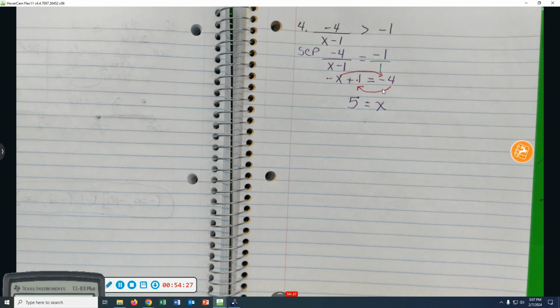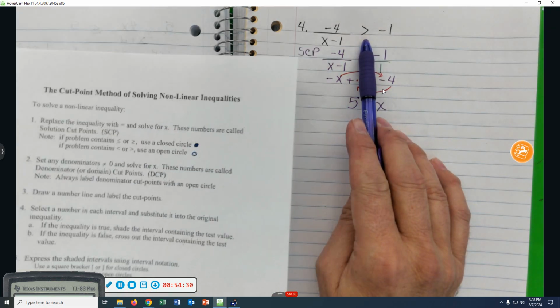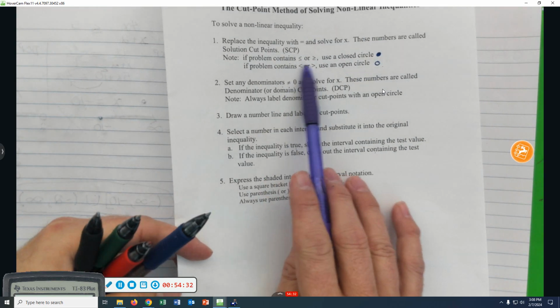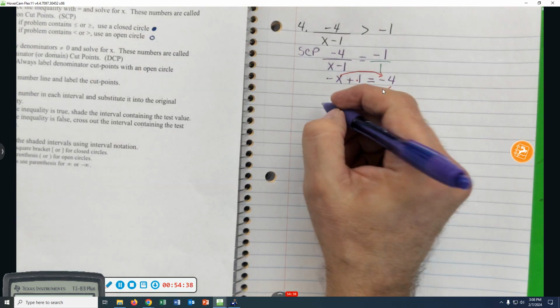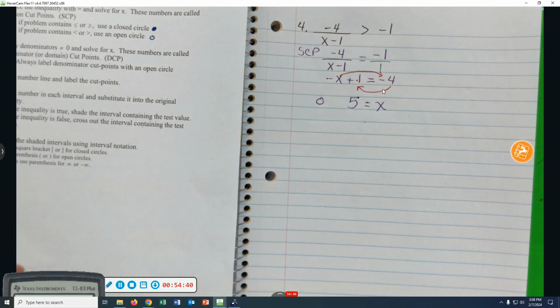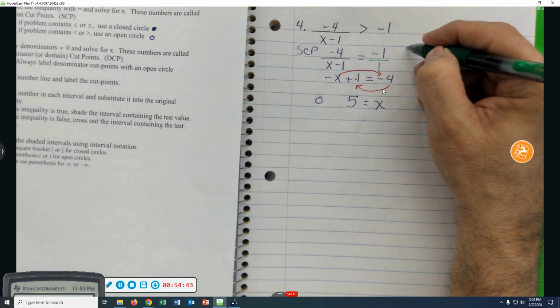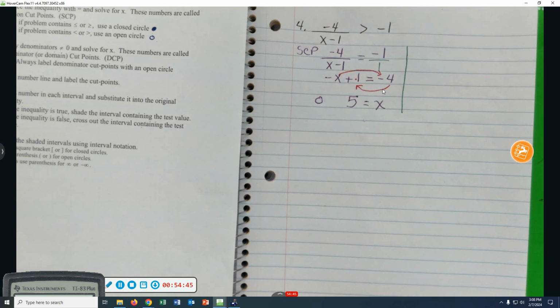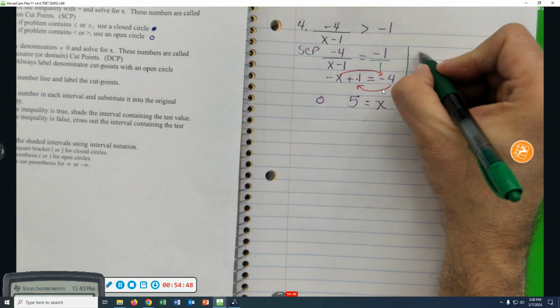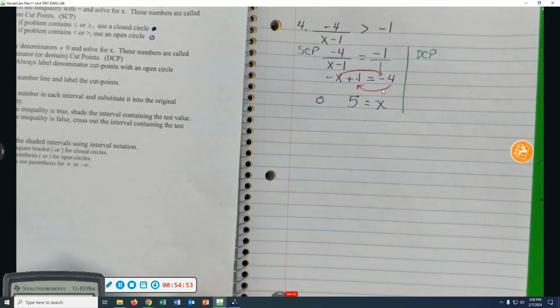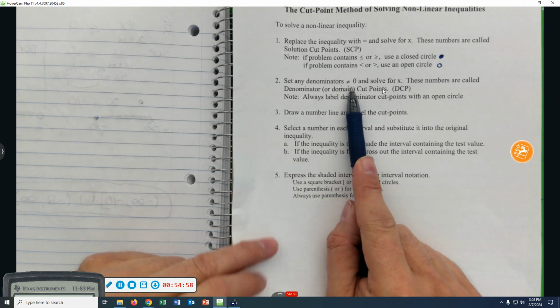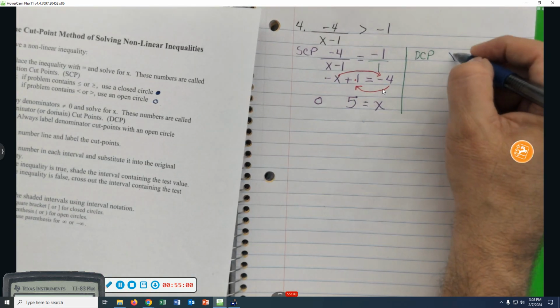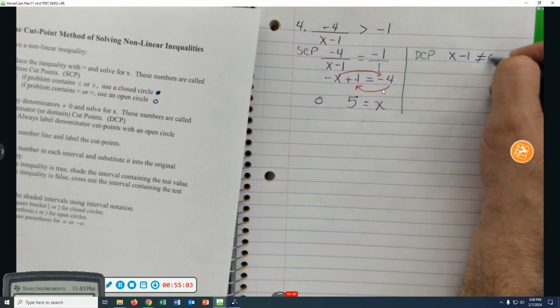Open or closed circle here? Number 4. You've got to look at the symbols. What is it going to be? Open. Okay? So I'll make a note of that. Open circle. I like the format I used a while ago, setting it up. I'll draw a vertical bar and find the denominator cut point right here. Find the denominator cut point. Take your denominator, say it can't equal 0. x minus 1 cannot equal 0.